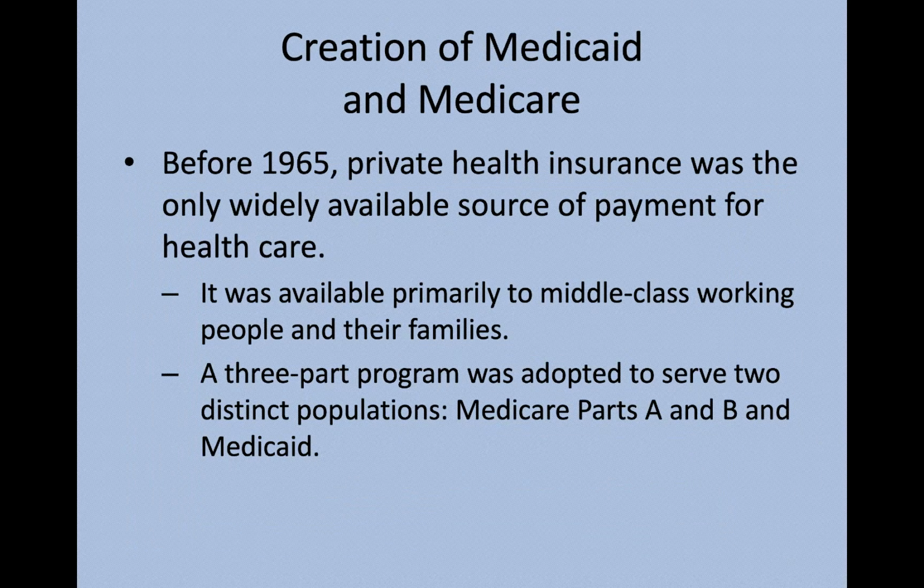But know that not everything was shut down. We did have Medicaid and Medicare. Before 1965, it was just private health insurance that was widely available. But we started to shift to providing a program that would help our vulnerable populations, elderly, and people with certain health conditions. And so we had Parts A and B, and then we had Medicaid, which is income criteria specific.